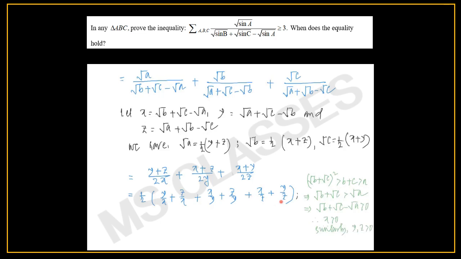Now here we have 1, 2, 3, 4, 5, 6 quantities which are greater than 0. Obviously we will not apply AM-GM directly over all of them. Since we are trying to get the minimum value, it will come to our mind that since the quantities are positive, we can apply AM-GM. What we can do in a very simple manner: these two we can take together, then this one and this one together as one pair, and lastly this one and this one as one pair.